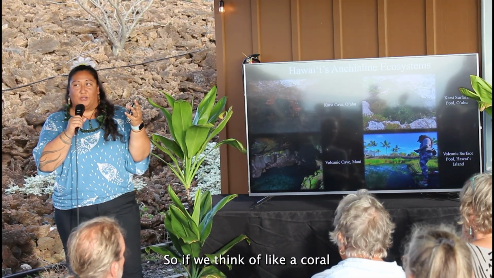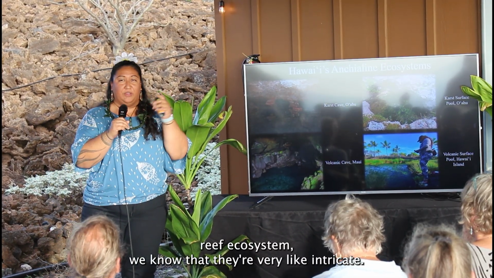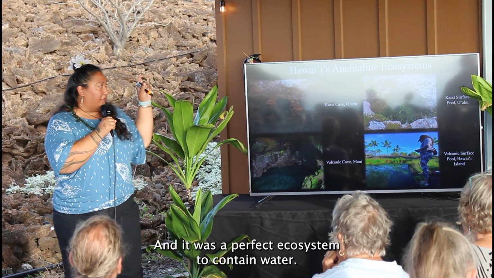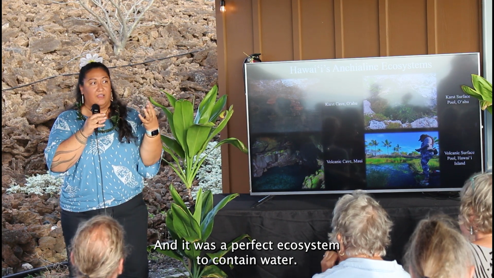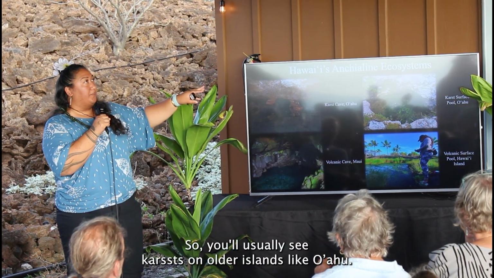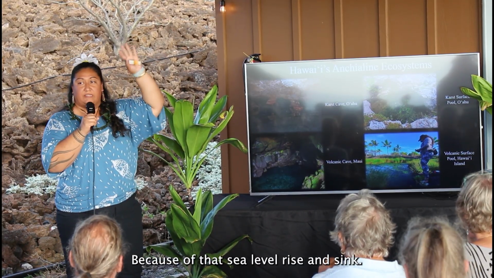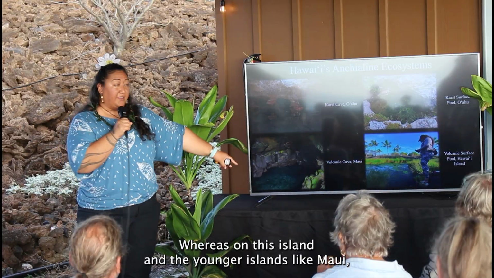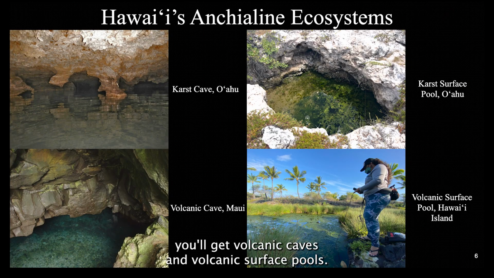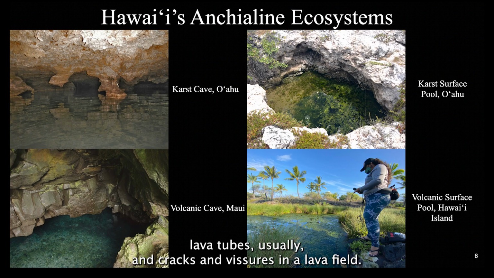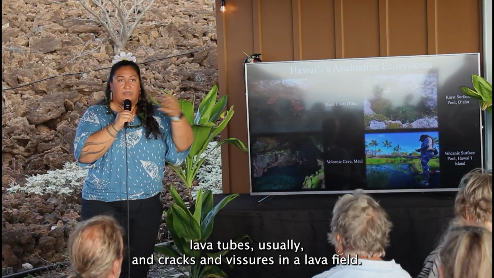So if we think of a coral reef ecosystem, we know that they're very intricate. They have all these caves, all these cracks and fissures, and it was a perfect ecosystem to contain water. So you'll usually see karst on older islands like Oahu because of that sea level rise and sink. Whereas on this island and the younger islands like Maui, you'll get volcanic caves and volcanic surface pools. So this is a cave on Maui, and that's obviously here, down at QLT. And this is formed from lava tubes usually, and cracks and fissures in a lava field.